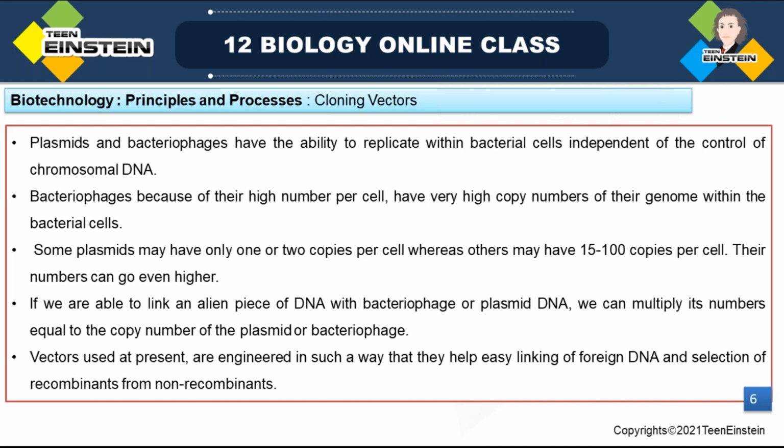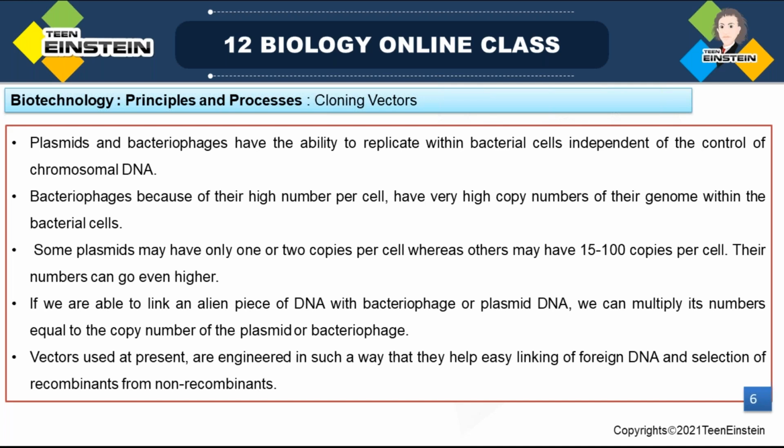Now we were discussing bacteriophage, right? Next, in the case of plasmids, some plasmids have the capacity of 1 or 2 copies per cell. But some others have the capacity of 50 to 100 copy numbers, and more than this also. Some have 1 or 2 copy numbers per cell, but some 50 to 100 copies.